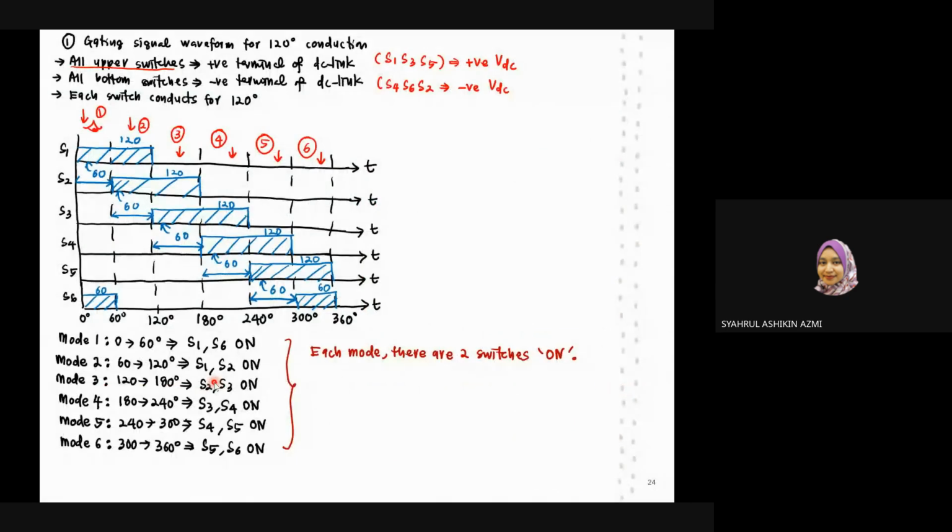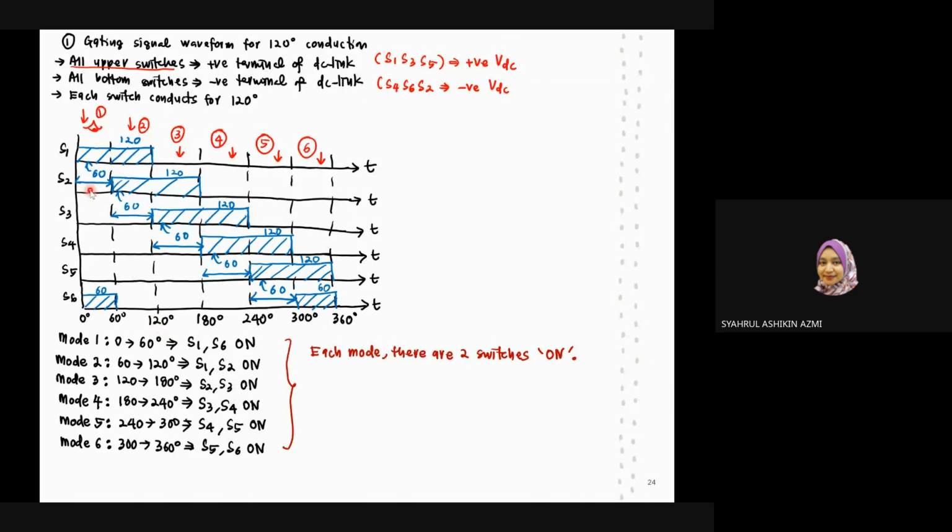Okay, we go to this one here. This is the gating signal waveform for 120. We will start with S1. S1 will turn on for a period of 120, so it will start to turn on from 0 and it will maintain on until complete conduction of 120. Then it will be off, which in this case is at 120.